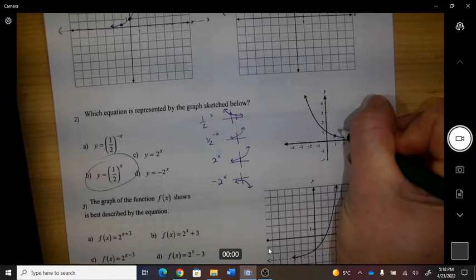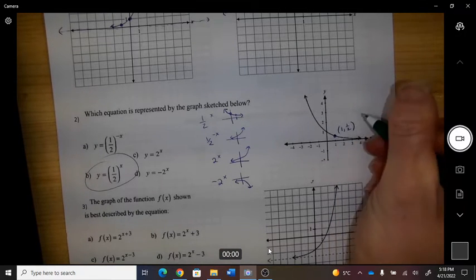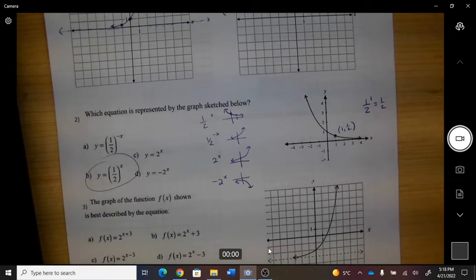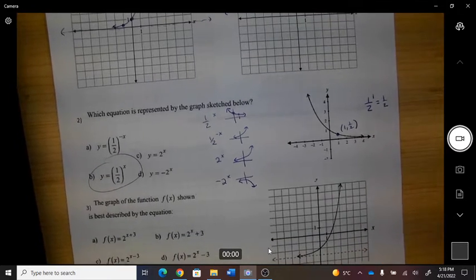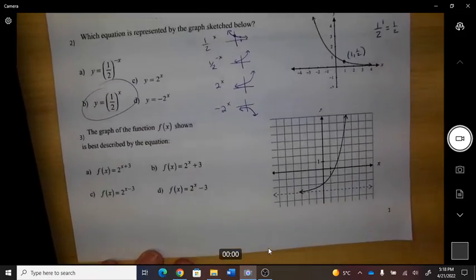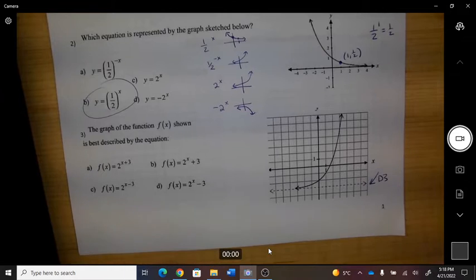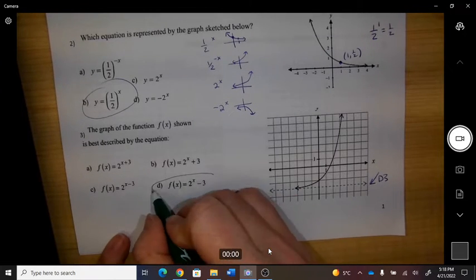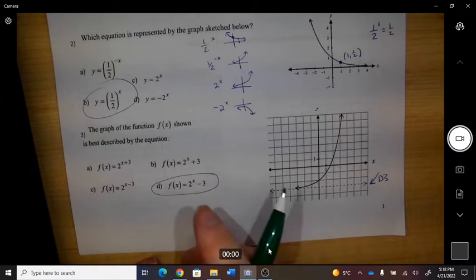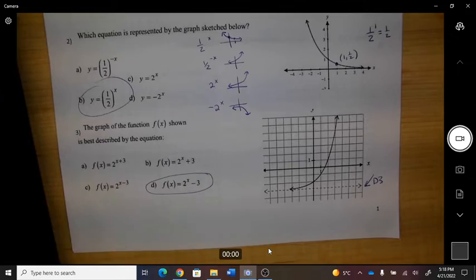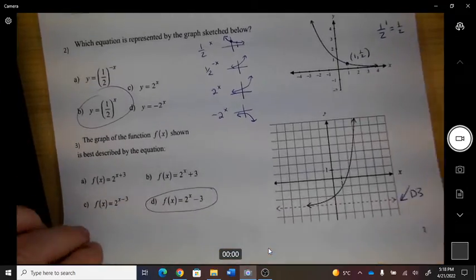So this coordinate is 1 comma half. In other words, 1/2 to the 1 equals 1/2. Which is shown below. Well, that asymptote is down 3, and actually there's only one that matches that because this is moving right and left. That's an up 3 transformation, so the answer is D.